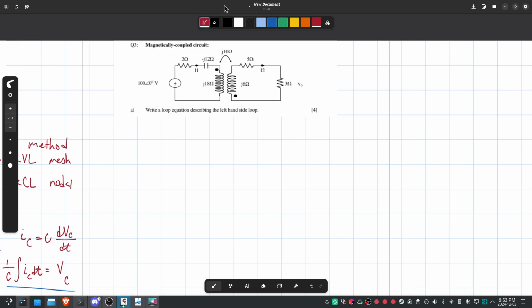So, write a loop equation describing the left-hand side of the loop. This stuff is super simple. It is KVL. The only stuff that is slightly hard is this stuff that you call magnetically coupled coils. So, to do magnetically coupled coils, first look at the dots. In this case, they are opposing, right?